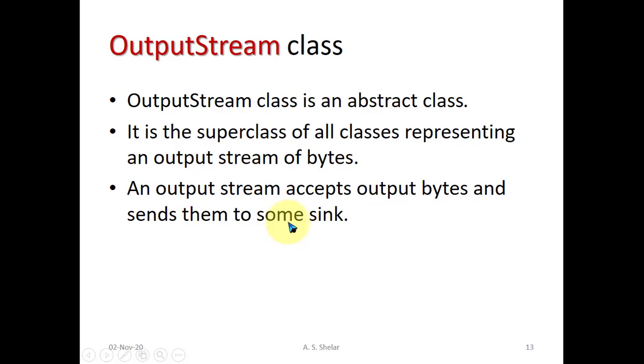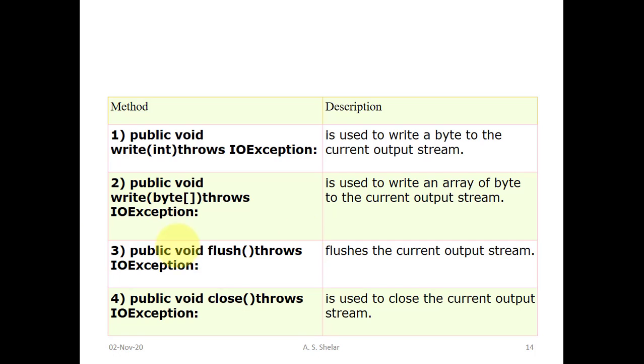And OutputStream accepts output bytes and sends them to some sink, whatever the resource is available there. Now some of the methods given by OutputStream: public void write, where you can write integer data, and here you can write byte data. The flush method is available and the close method is available. All these four methods handle the IOException, and here the throws keyword is used. So this prototype is available for the methods.